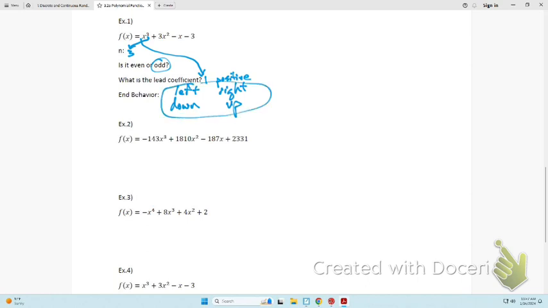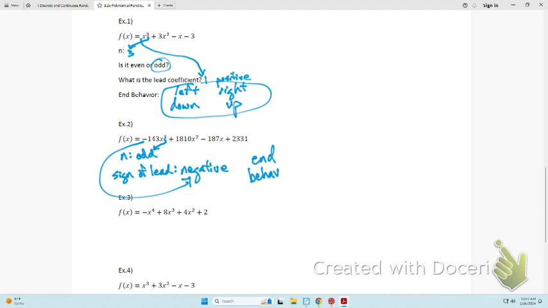For number 2, N is odd. And the sign of the lead is negative. So that means the end behavior on the left is going up and right is going down.